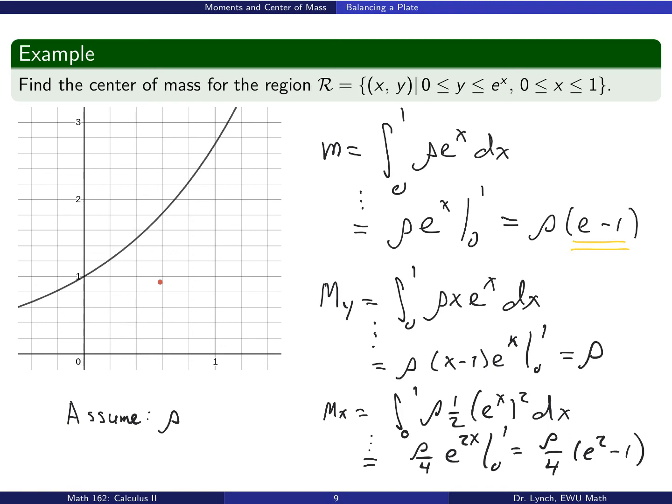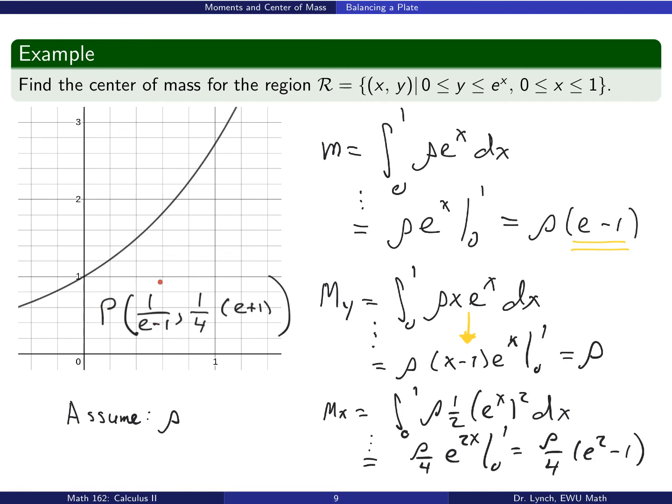The moment about the x-axis, sorry, the y-axis, is the integral from 0 to 1 of x e to the x dx. Of course, there's an integration by parts here. I won't go through that in all of its gory detail, but I'll trust you to do it. We end up just with rho there. The moment about the x-axis is given by a similar integral here, 1/2 e to the x quantity squared, which we end up with, at the end of the day, rho over 4 times e squared minus 1.